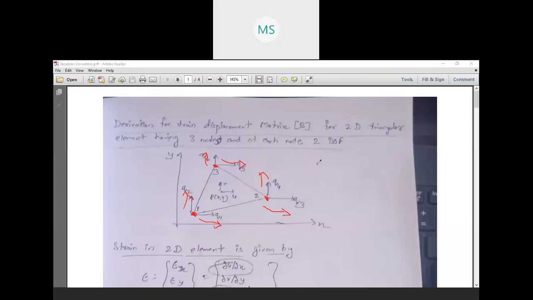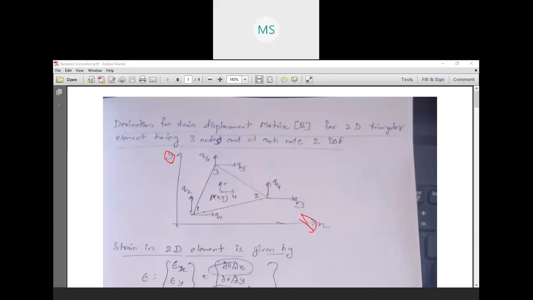Okay, so because of that we have 6 displacements. Each node carries 2 displacements. So very easy. X and y coordinates, I have taken the generalized coordinate. This is your x direction, this is your y direction, in this random triangle I have taken.